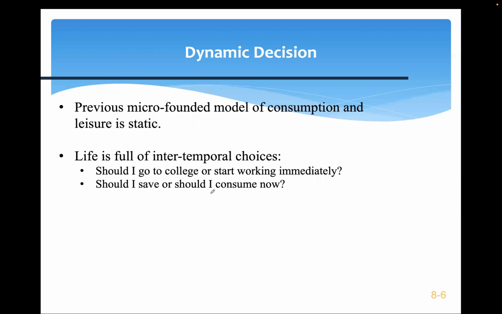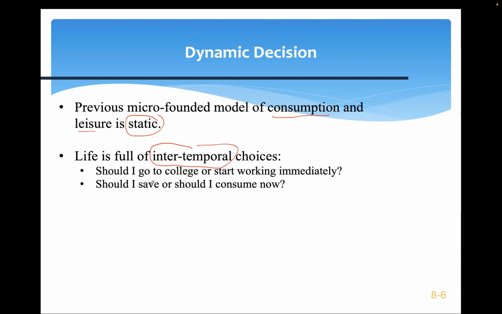Now, in the previous model, like I said earlier, we have studied consumption and leisure, but the model is essentially static in the sense that there's no today or tomorrow, so there's no future. You only care about the current period. So it's a static model. However, in reality, life is full of intertemporal choice. Intertemporal means there's a choice between current and the future.